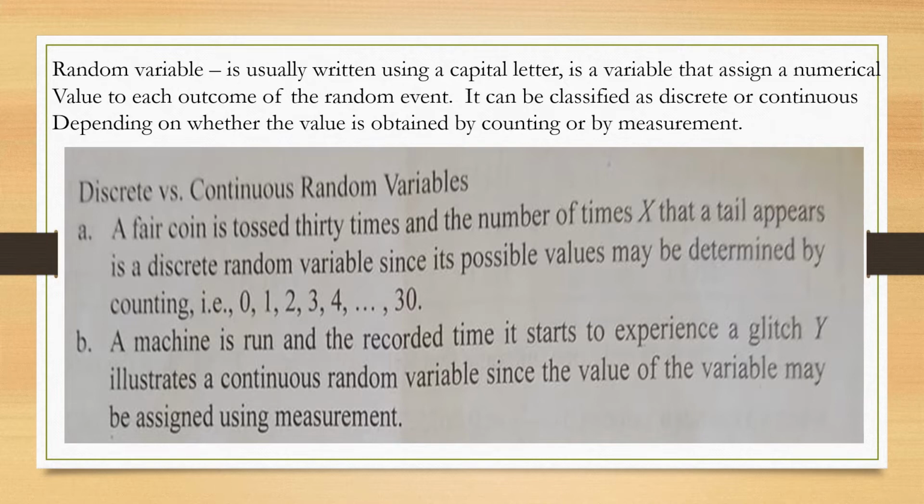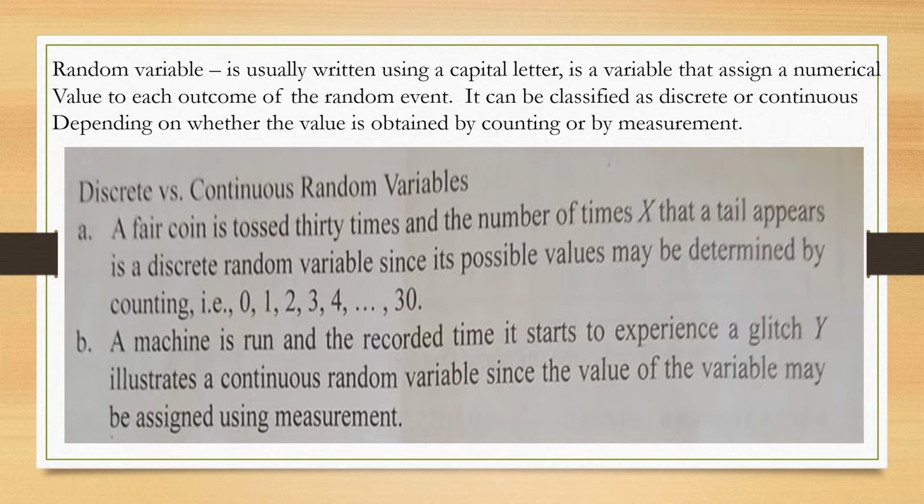Now it is actually a discrete random variable, since its possible values may be determined by counting. So using 0, 1, 2, 3, 4 until 30 as the number of times. So 0 is actually referring to the outcome that has no tails, so therefore it is referring to all heads.